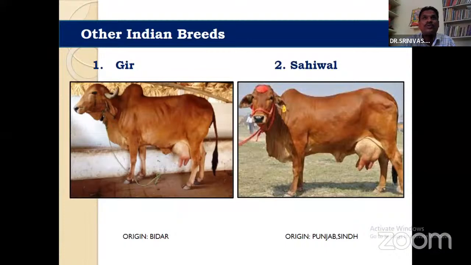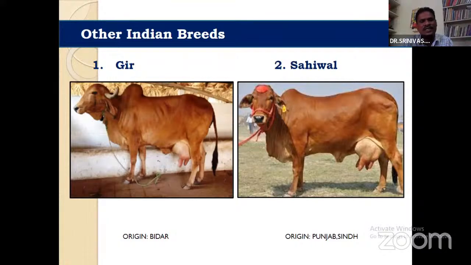You can get up to 12 liters of milk per day. Among Indian breeds, good milk yielding breeds, Gir is one of the most important breeds. It will usually be brown in color. The important thing is the ears. Ears will be drooping, and you can see the protruding forehead. It's a very majestic breed, Gir, found in the Gujarat area.